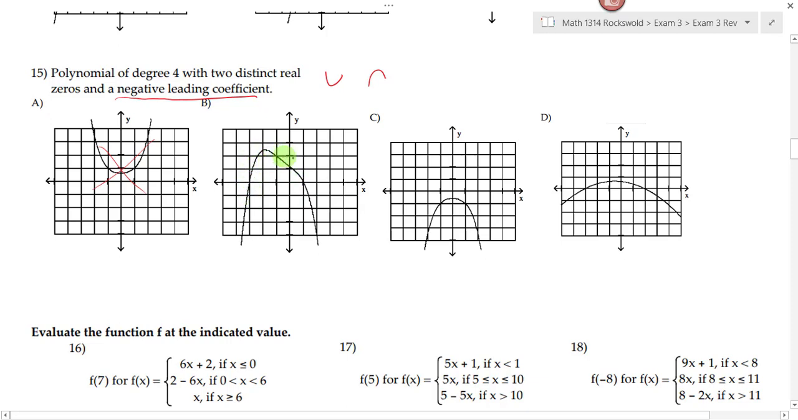Yeah, it looks like it could be because we've got this little turning point right here that's not real pronounced. Could it be C? Why not? There are no real zeros. Could it be D? D looks like a possibility because it's got two zeros. This one has two zeros, but the shape here on B looks more like a fourth degree than the one on D. D looks like it might be a quadratic. So we're going to go with B. Do you see the difference, the logic that we go through?